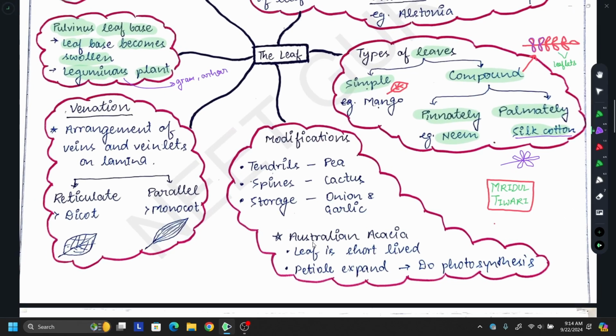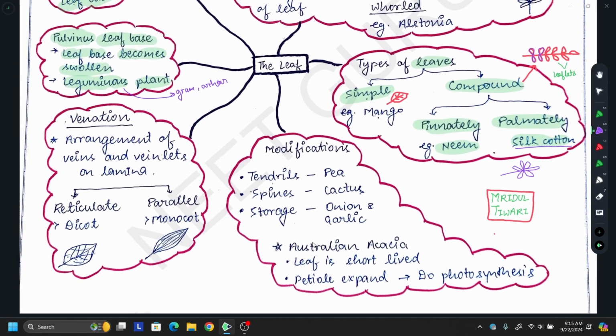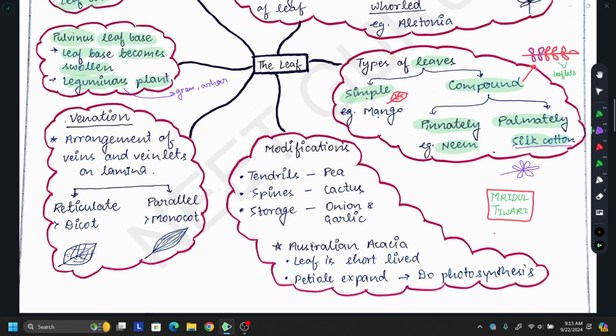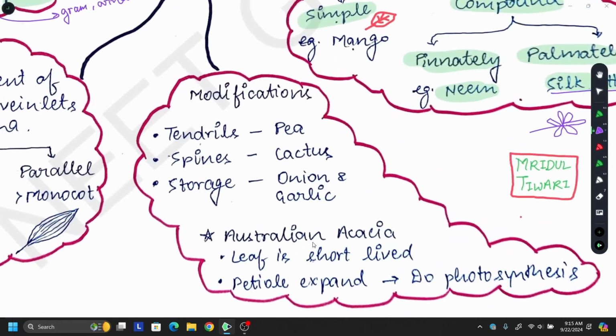Okay, you have seen our ears, they are opposite to each other. Okay, so pinna of an ear, that's why we call it pinnately. Now first coming to modification.